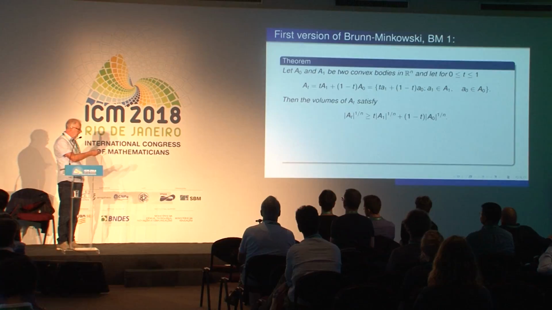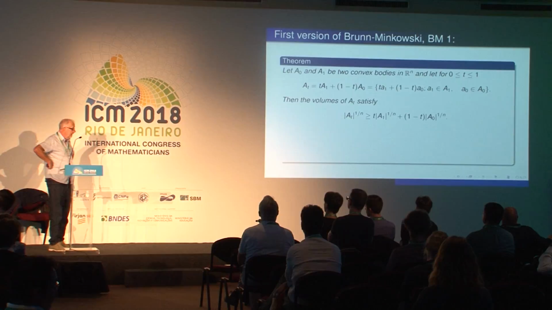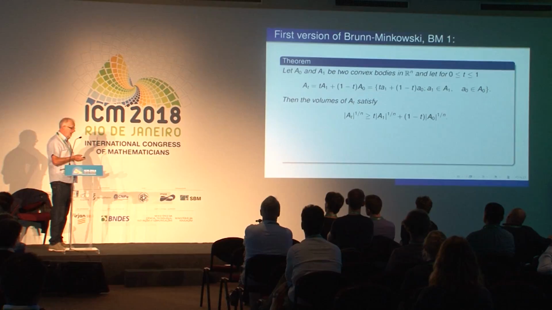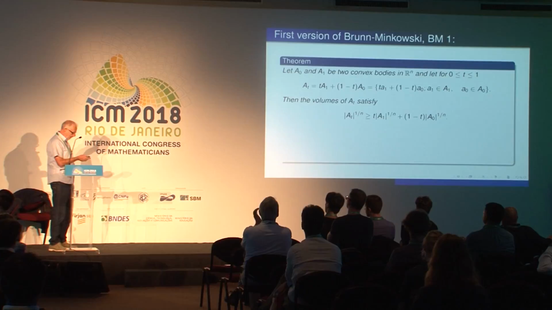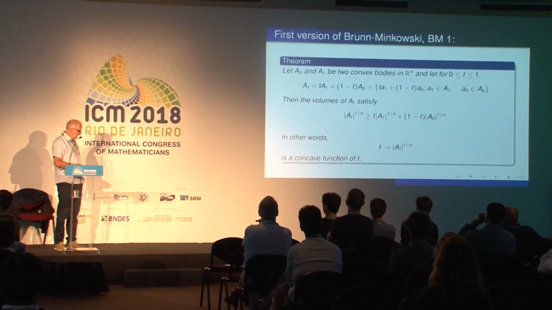So you take the volume, you raise it to the power 1 over n, and then it satisfies something like a triangle inequality. But you should notice that it's a triangle inequality that goes in the wrong direction, so to speak. That's characteristic for the whole subject, that all inequalities go in the wrong direction somehow. Another way to state this theorem is to say that you look at the volume of A_t raised to the power 1 over n as a function of t, and then it's a concave function of t. So that's the first version of the theorem.